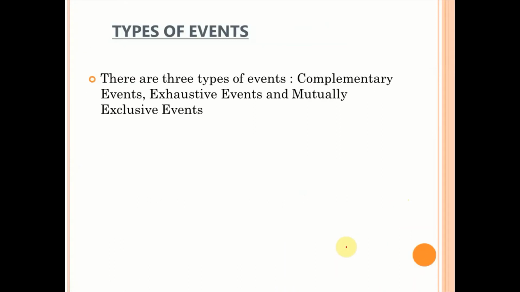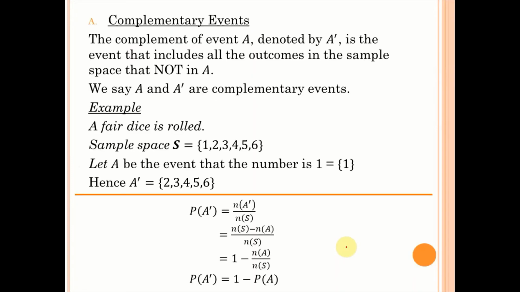Next, types of event. There are 3 types: complementary event, exhaustive events, and mutually exclusive event. Complementary event of A is denoted by A prime, which is event that includes all the outcomes in the sample space that is not in A. So for example, ada fair dice 1, 2, 3, 4, 5, 6. We let A to be the event number 1. Therefore, the complementary event, maksudnya A prime adalah 2, 3, 4, 5, 6. Maksudnya kalau A kita kata 1, A prime is semua yang dalam sample space but not in A. So that's why it's 2, 3, 4, 5, 6.